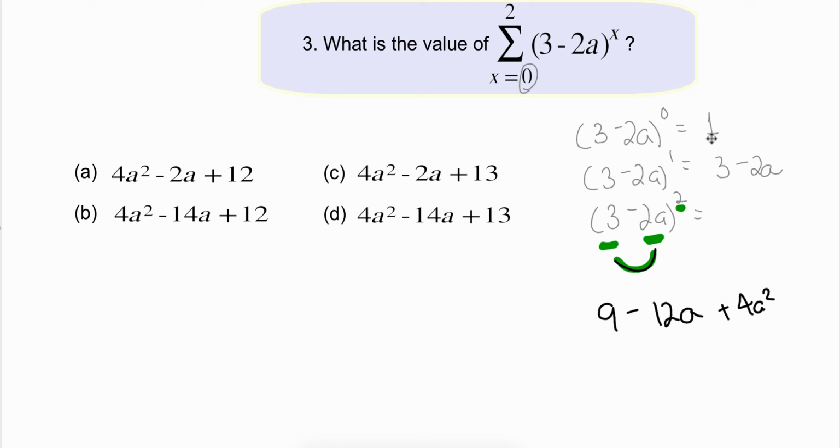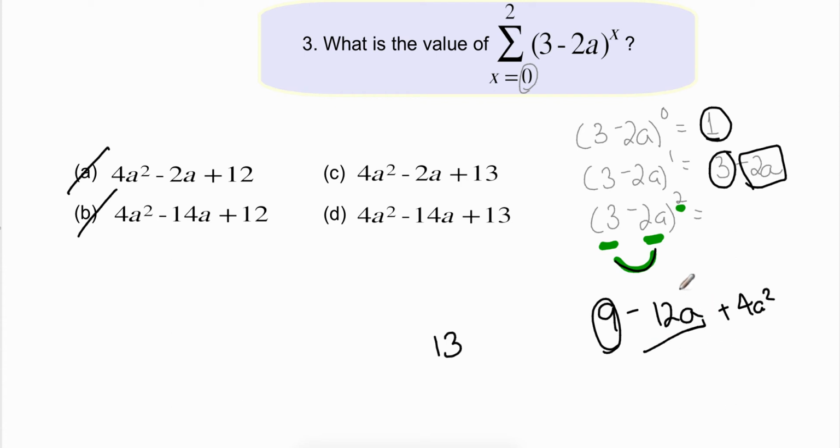All right, so let's count these things up. 1 plus 3 is 4, plus 9 is 13. Okay, so you're gone and you're gone. Minus 2a minus 12a is minus 14a, D.